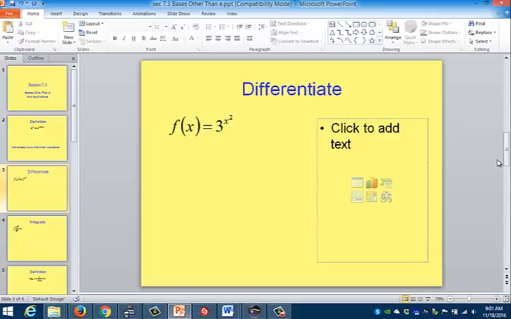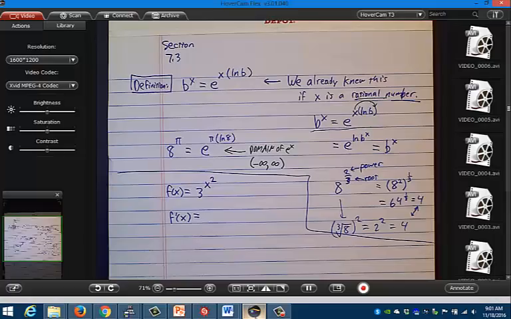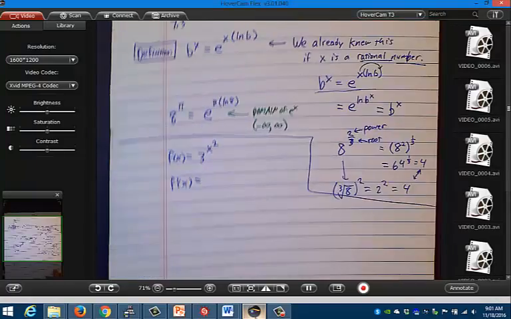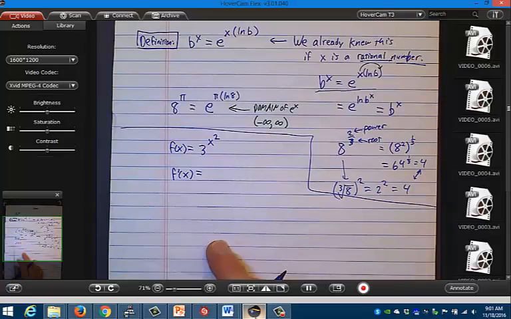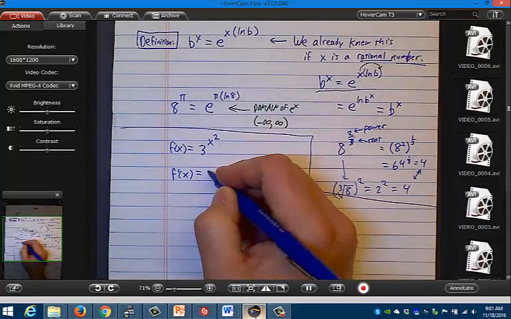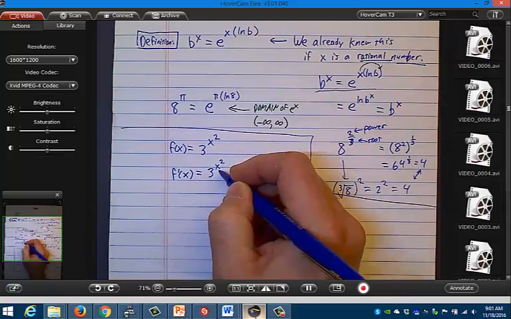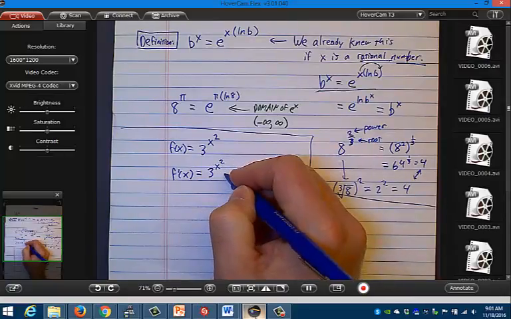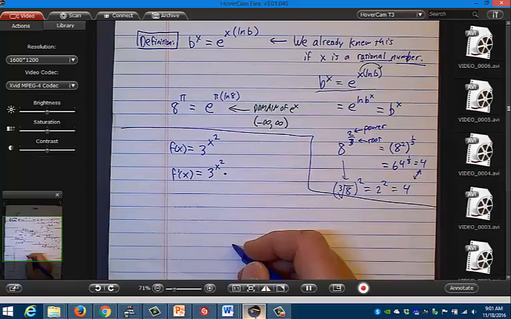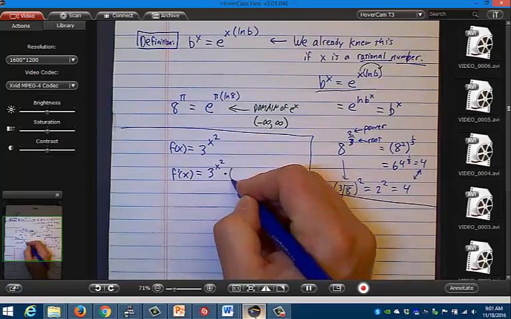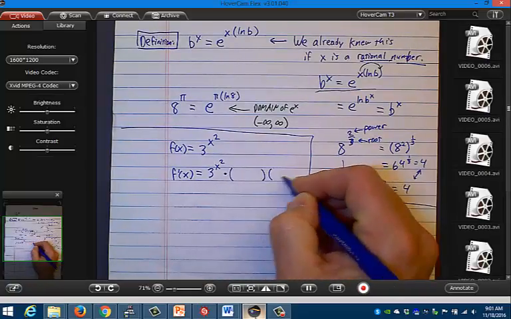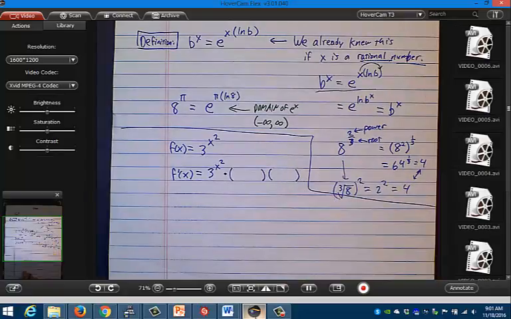So, answer? What's the derivative of 3 to the x squared? It is 3 to the x squared times what? Actually, times two different things. Times two different things.